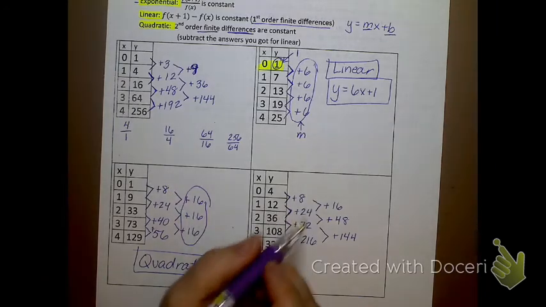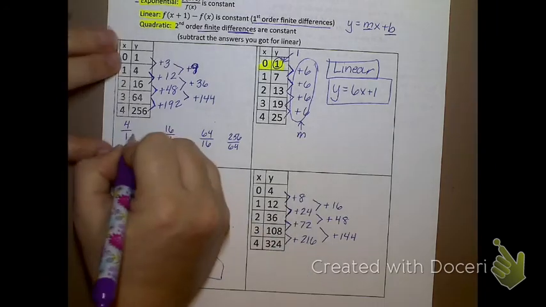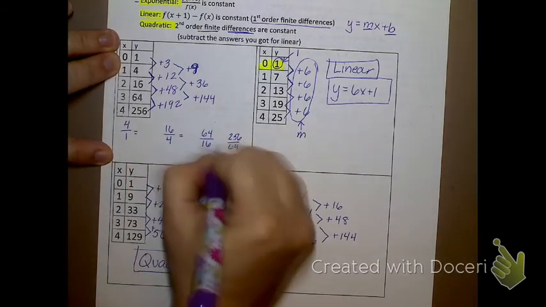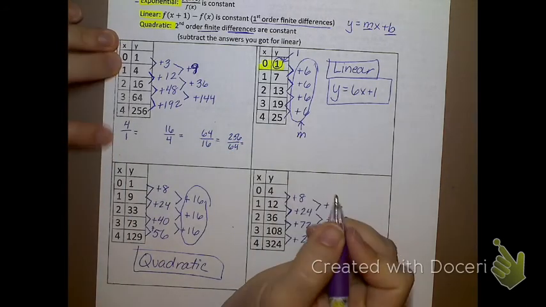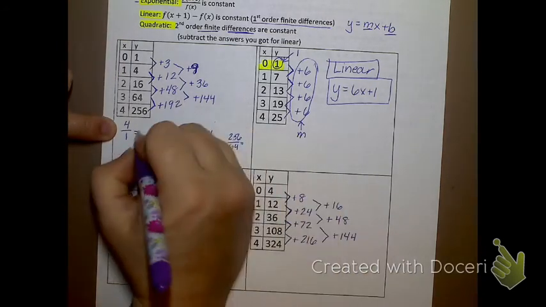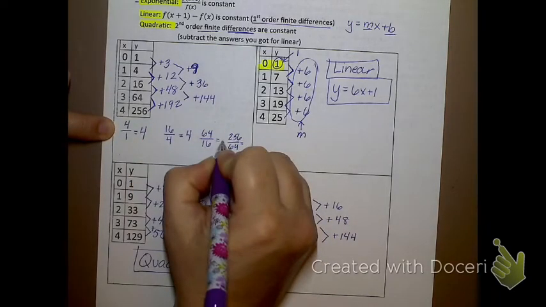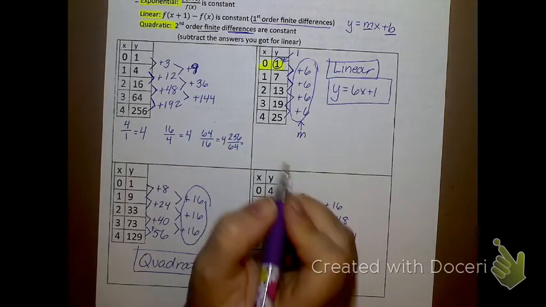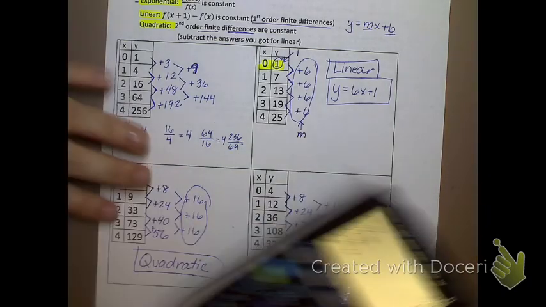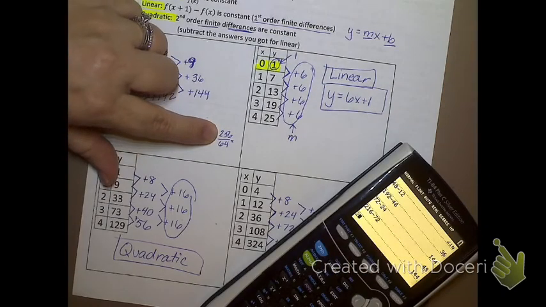Now, if this is exponential, each one of these fractions is going to reduce to the same number. So what is 4 over 1 reduced to? What is 16 over 4 reduced to? What is 64 over 16 reduced to? And I'm guessing it's not clear off the top of my head necessarily, but 256 divided by 64, oh, what do you know? It's 4.